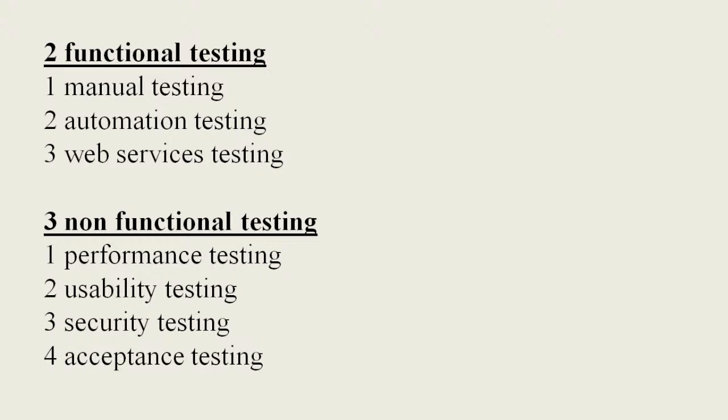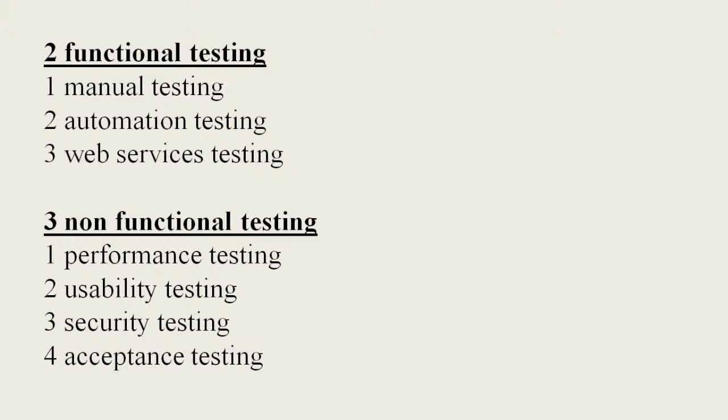Manual testing means testing the functionalities of the application manually. Testing the functionalities of the application with the help of some software or tool is named automation testing. Web services testing means testing the desktop related applications. In order to test the desktop related applications, we can go for web services testing.